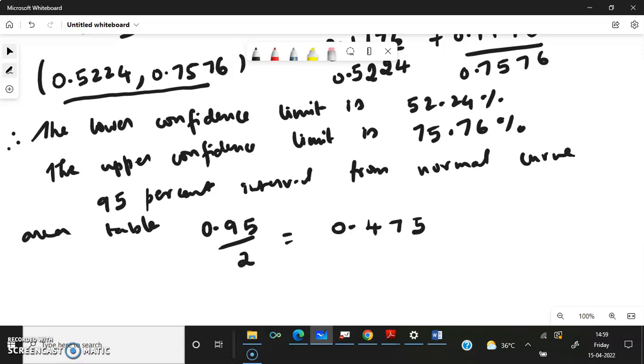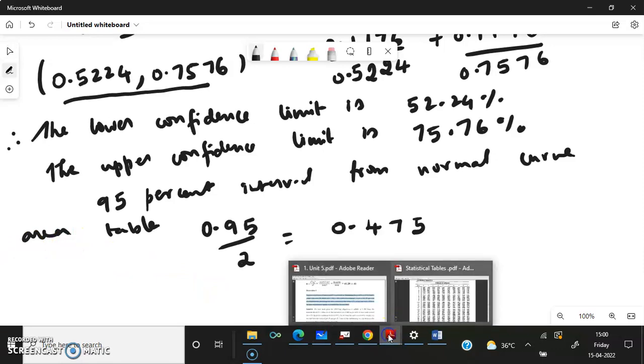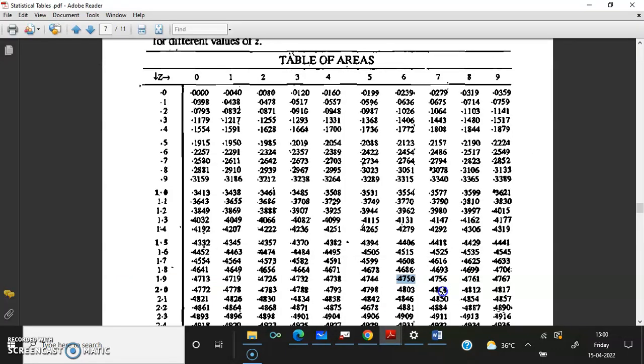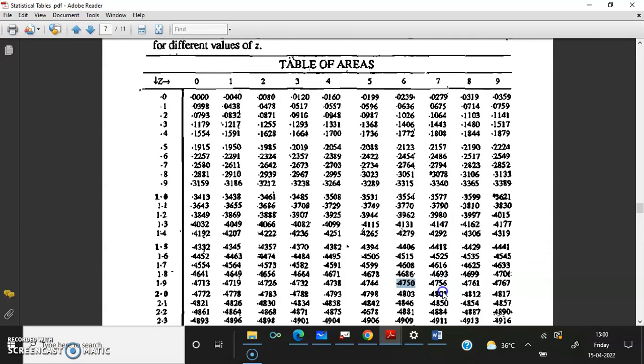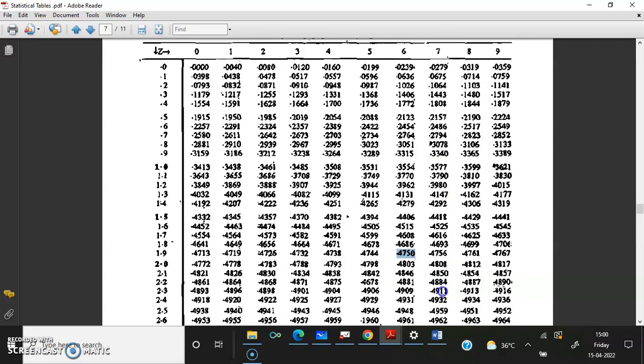Therefore 95% is 0.95 divided by 2, you will be getting 0.475. So we will see the normal table. What is 0.475? This is the normal area table. 0.475, here it is. I have shaded, right? So if you see, it is 1.9 here.